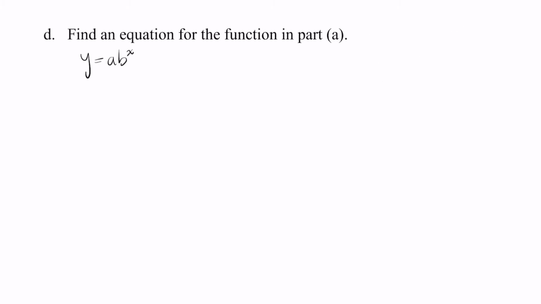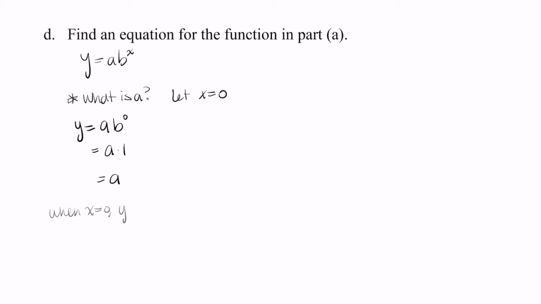So let's look at what everything means. First, let's start with, what is a? Well, let x equal 0. When x equals 0, we have y equals a times b to the 0 power. Any number to the 0 power is just 1, so this is a times 1. So y is equal to a. This tells me that a is the initial value, also known as a starting point.